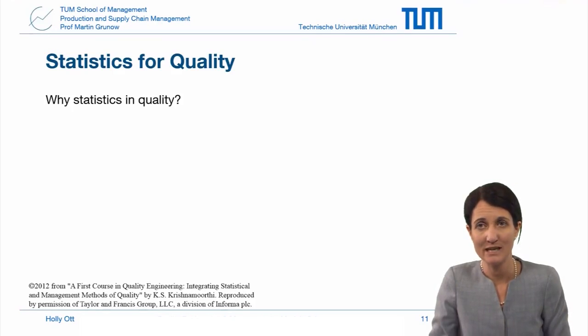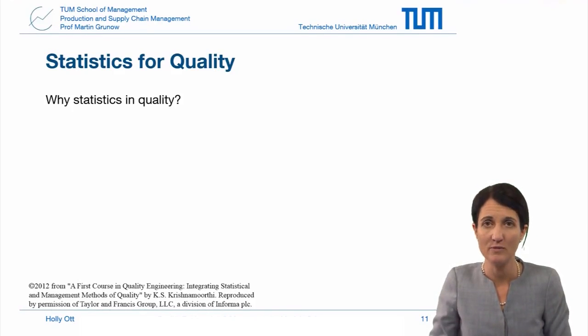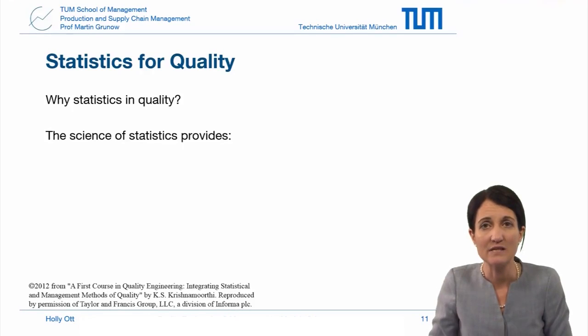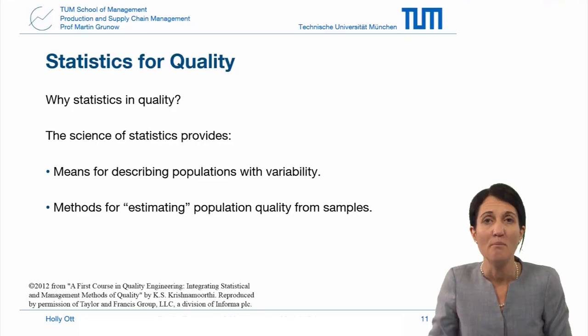Populations of waiting times, of execution times, of film thicknesses, or current densities. And all of these populations can be modeled. The science of statistics provides us with the means for describing populations with variability and methods for estimating population quality from samples.